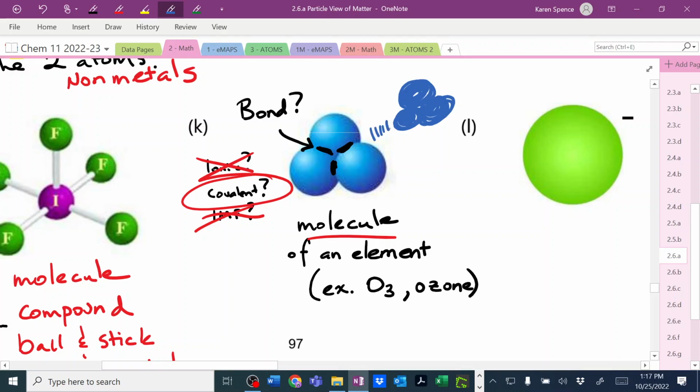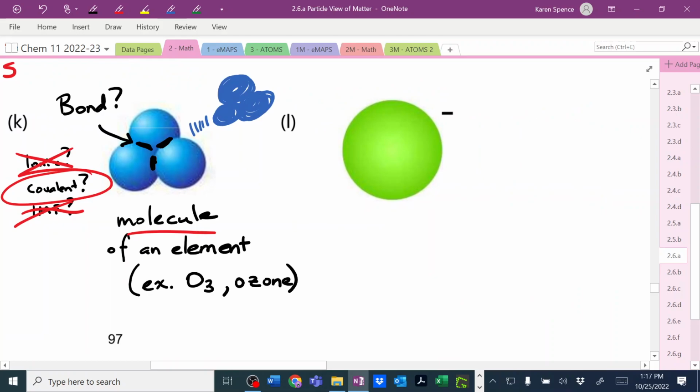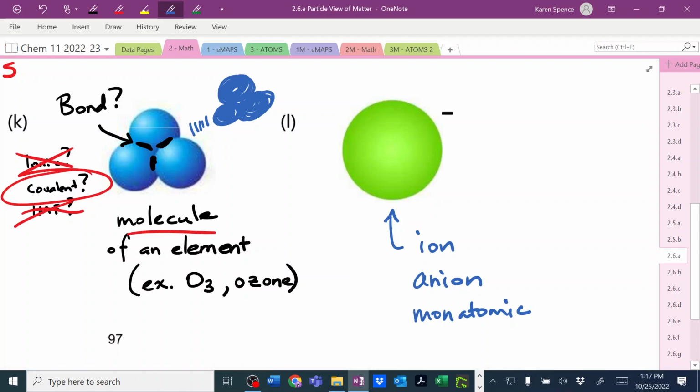Yes? Okay. What's that? It's an ion. What kind of ion? An anion. And is it polyatomic? Monatomic. Could you guys give me a guess as to what ion it could possibly be? That's challenging your knowledge from previous courses.